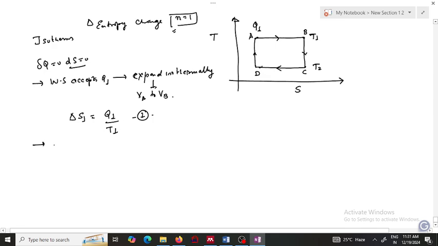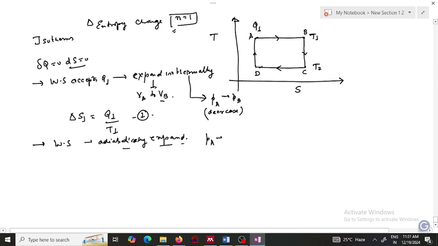In the second case, the working substance is allowed to expand adiabatically. When adiabatic expansion is taking place, the pressure falls. When the gas is expanding isothermally from VA to VB, the pressure decreases from PA to PB, because volume is increasing, so pressure decreases in an isothermal process. In the adiabatic process, the same happens. The pressure falls further from PB to PC. So there is a fall in pressure.